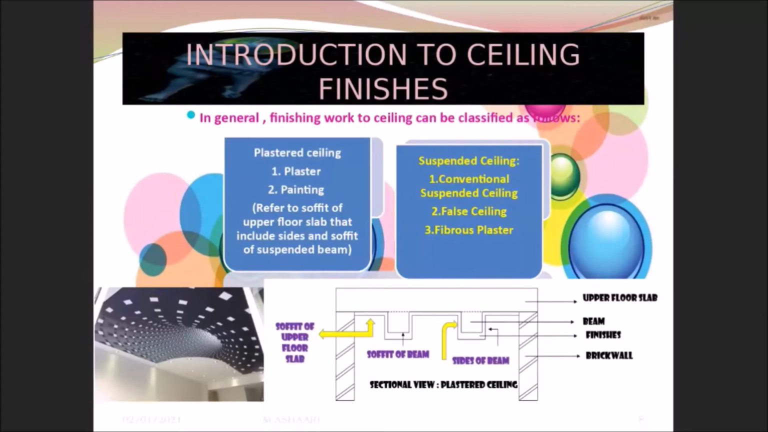Now we go to the specific clause and specific rule of measurement for the ceiling. In general, finishing work to ceiling can be classified, I classify into these two categories. Number one is plastered ceiling. Number two is suspended. On the right hand side, the photo here is considered as plastered ceiling. This is only an example of suspended ceiling.